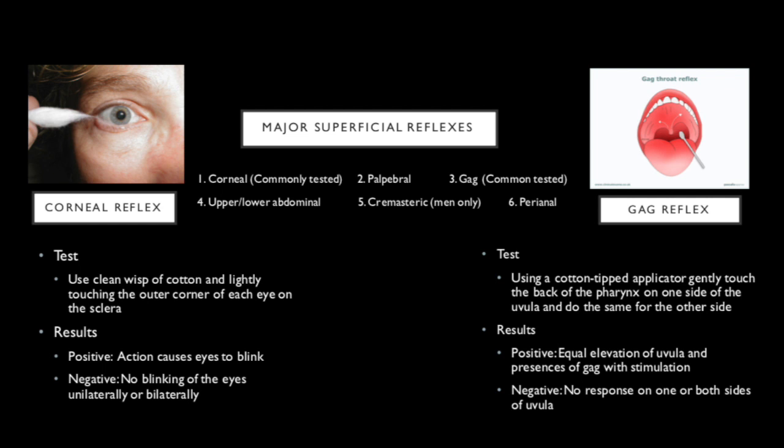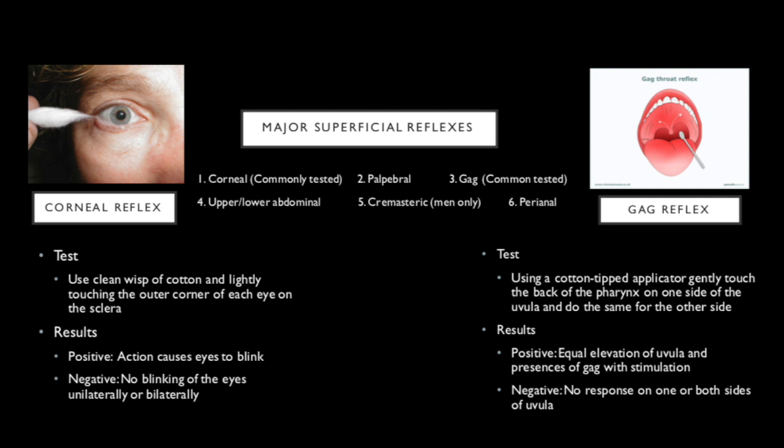The corneal reflex is tested carefully using a clean wisp of cotton and lightly touching the outer corner of each eye on the sclera. The reflex is present if the action elicits a blink. A stroke or brain injury might result in loss of this reflex, either unilaterally or bilaterally. Loss of this reflex indicates the need for eye protection and possible lubrication to prevent corneal damage.